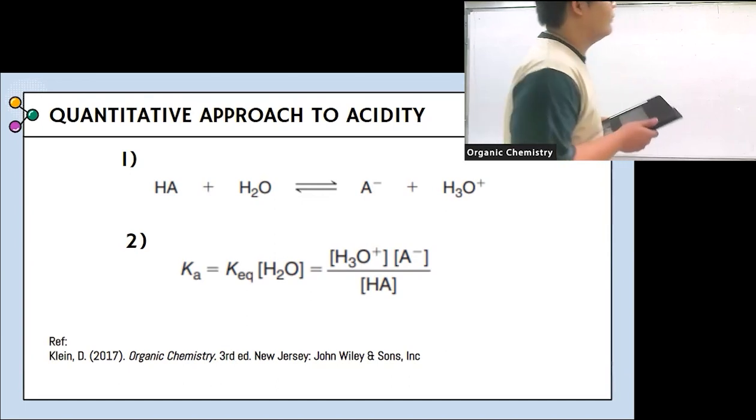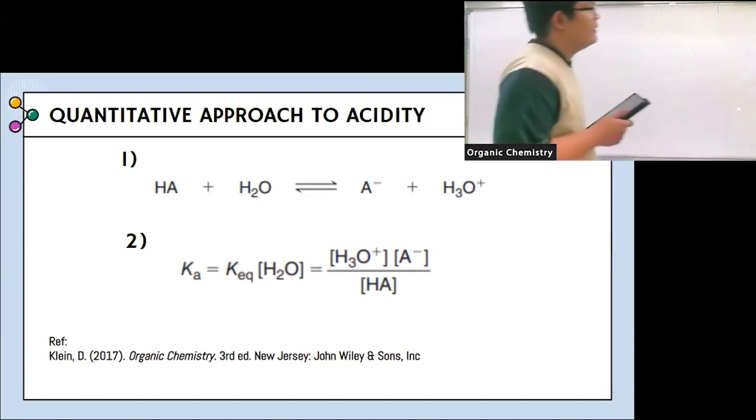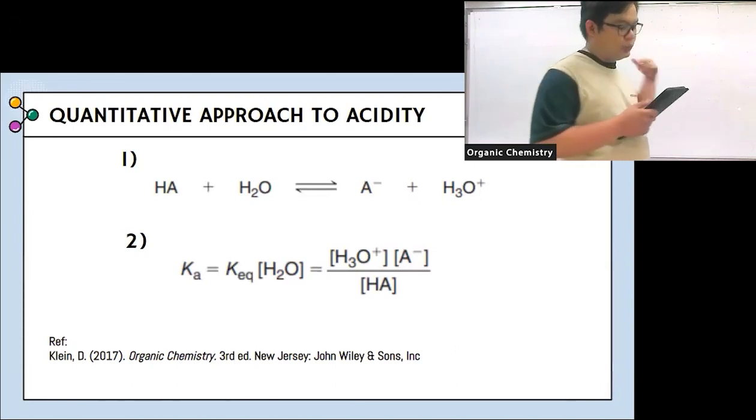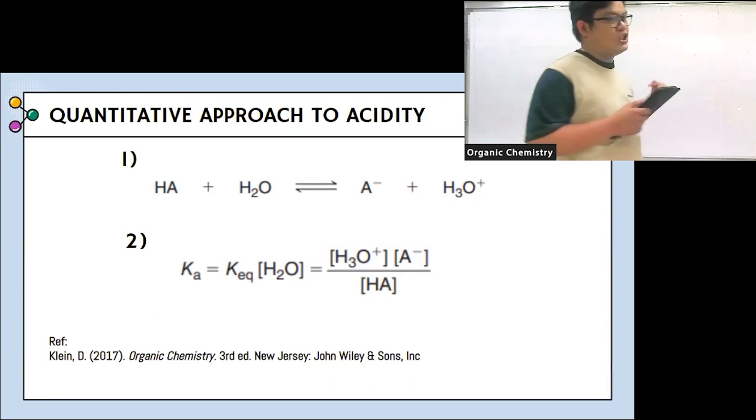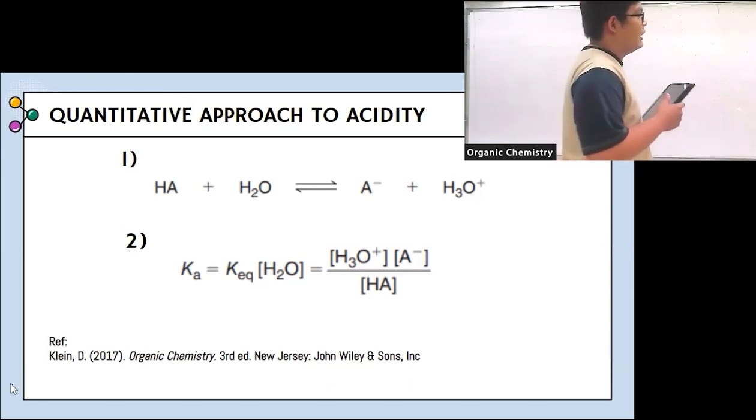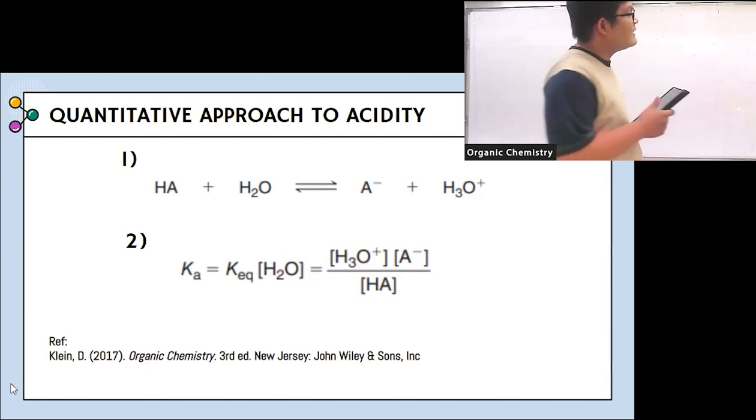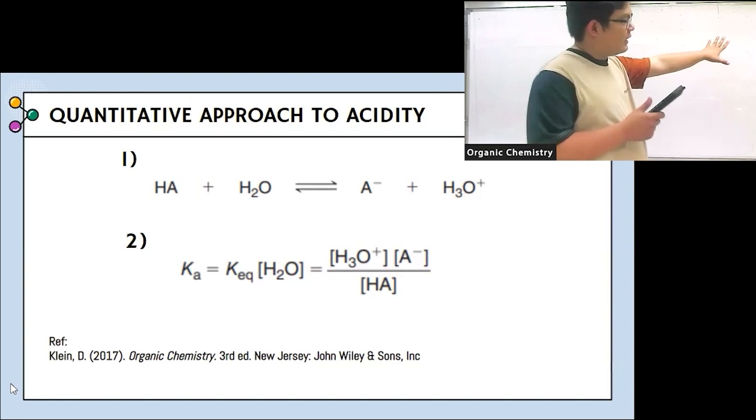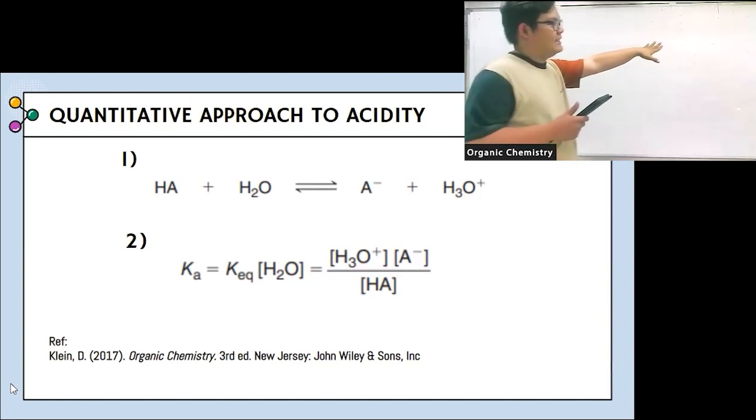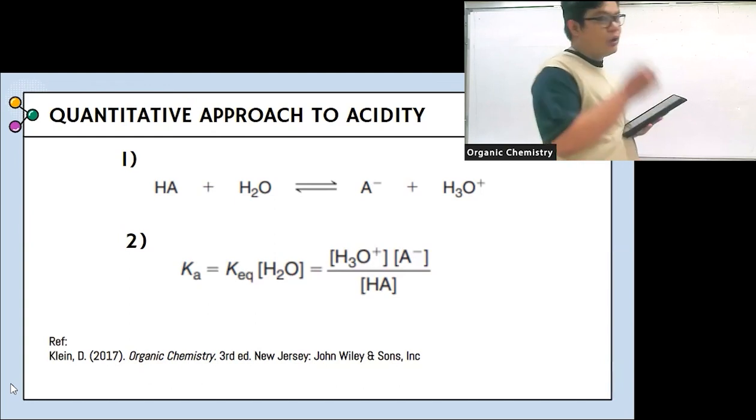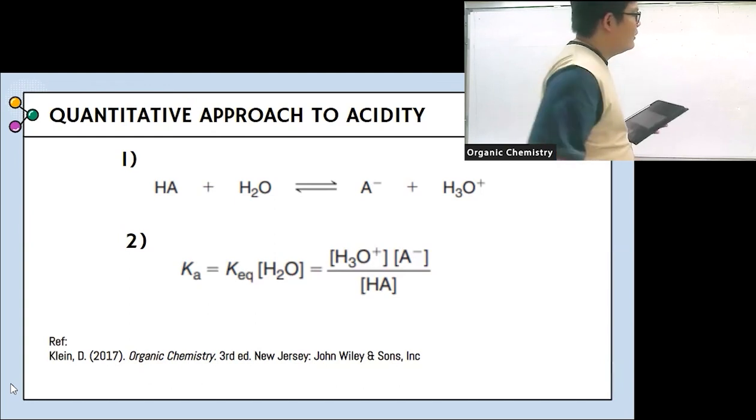So we have here two equations. So we have here HA, sabihin yung HA, H is the proton, A is the acid. So H acid siya. Plus water yield A minus and H3O plus. So if this is the case, we have here the chemical reaction of an acid with water. So the second part naman, we have here the equilibrium constant for acids. Let's define that as Ka.